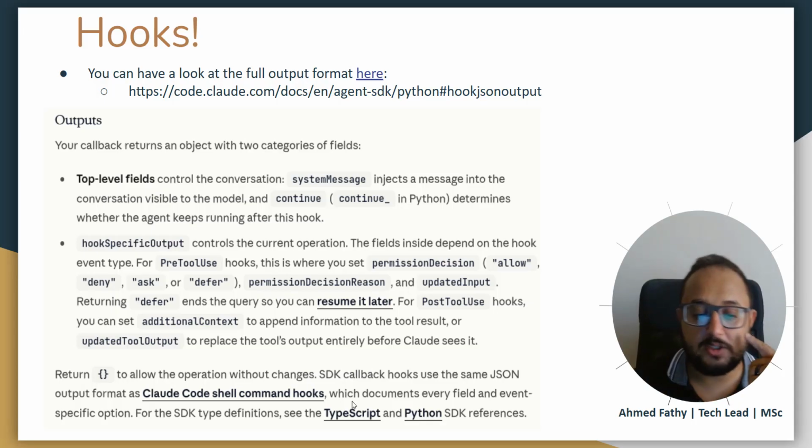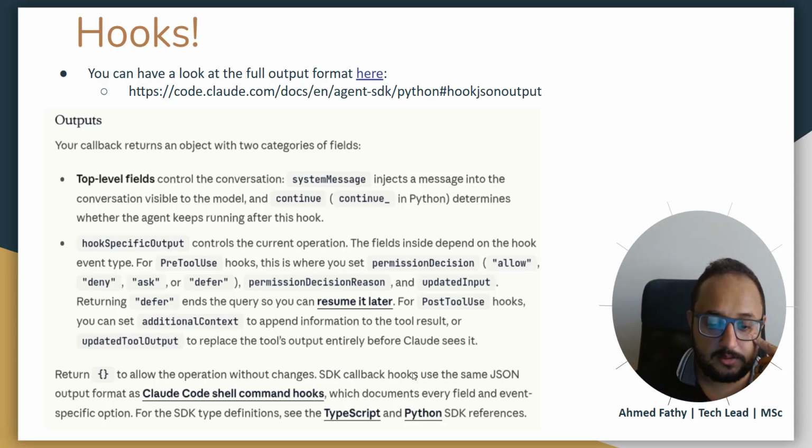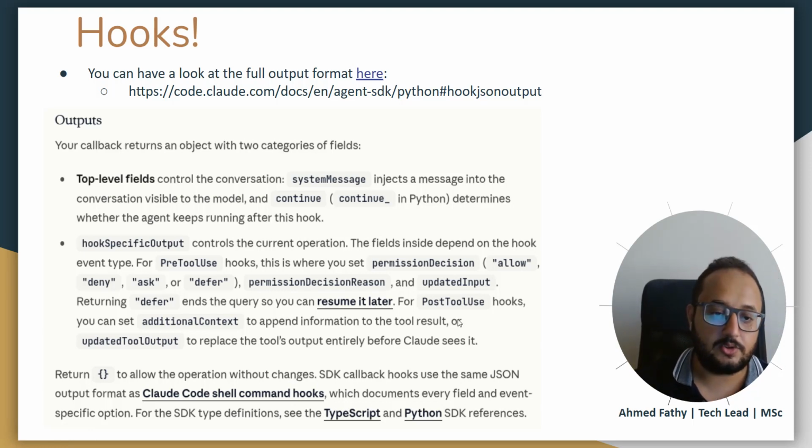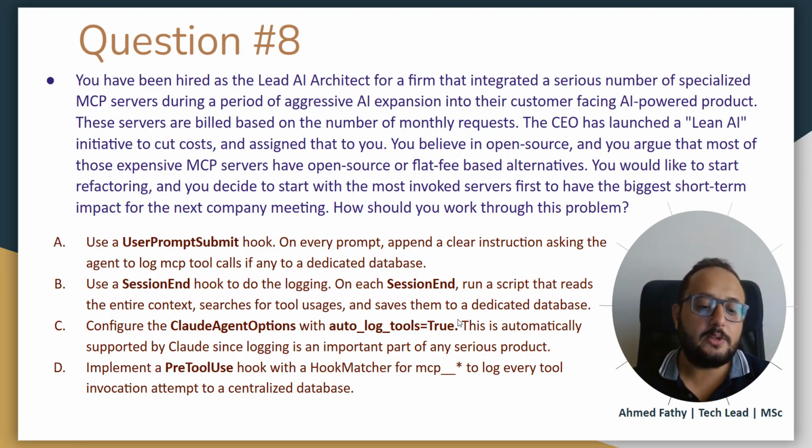And here the documentation tells you that the SDK callback hooks use the same JSON output format as Claude Code shell command hooks, which documents every field and event specific option. For the SDK type definition, see the TypeScript and Python SDK references. You can read the documentation. Okay, now back to our question. What is the answer to this question?